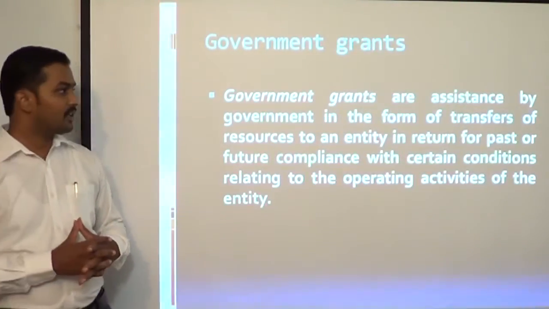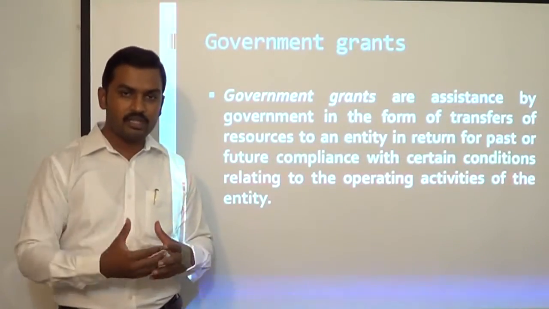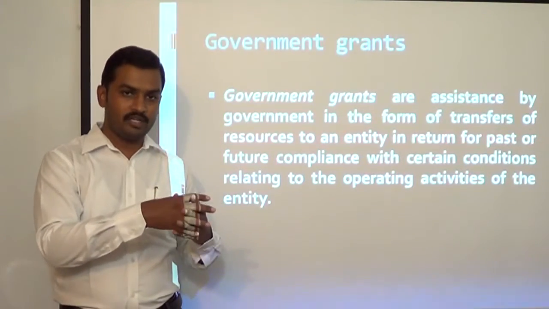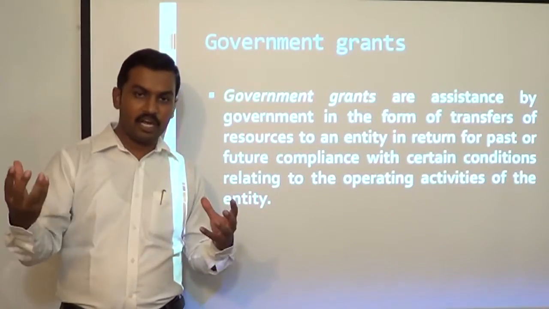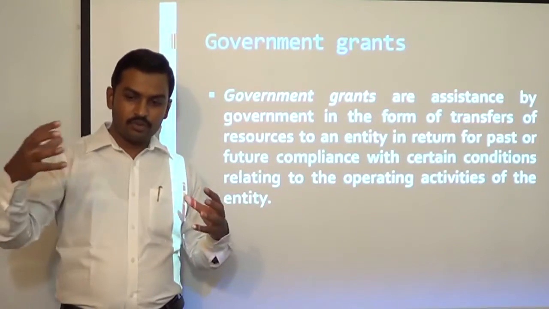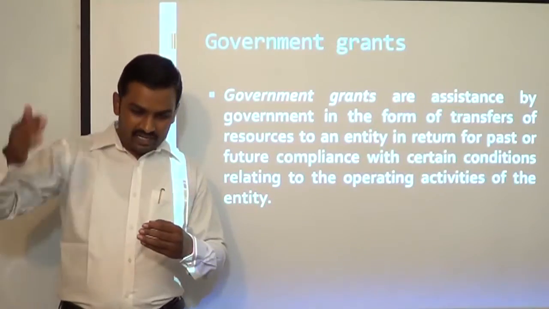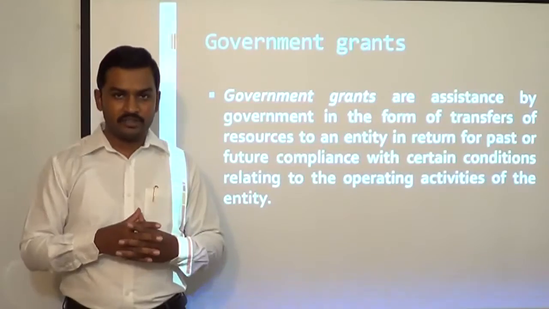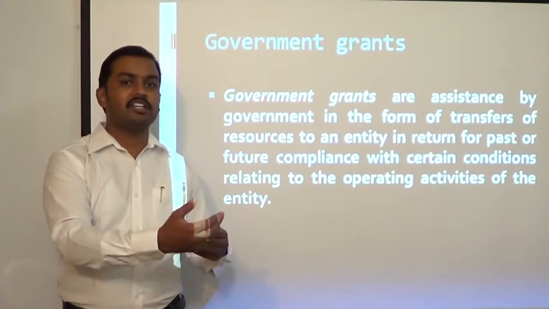Now, what are government grants? Government grants are government assistance. It is assistance given by the government, but it is in the form of transfer of resources by the government to the entity. Resource can be cash or it can be some assets as well. Okay. And this transfer of resources is given by the government to the entity for either past compliance with certain conditions or for future compliance with certain conditions, and these conditions pertain to the operating activities of the entity.